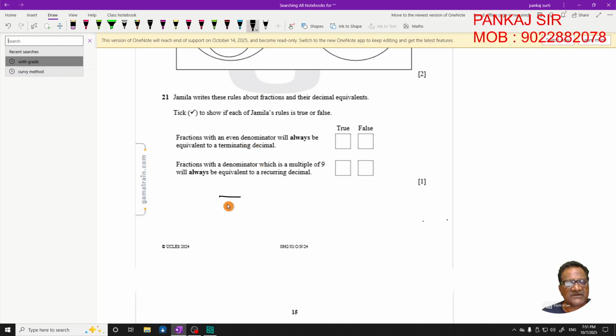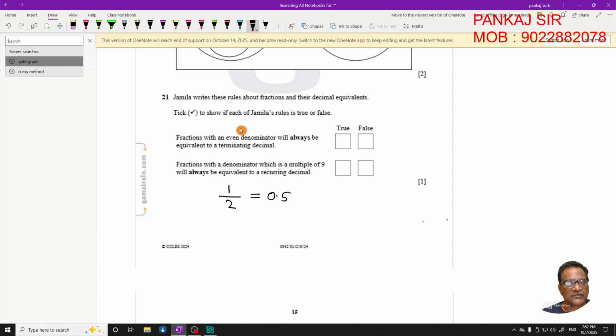So let me take the even denominator as 2. Okay. And for the numerator she has not given any restriction, so let us take 1. Now 1 upon 2 is equal to what? 0.5. But 0.5 is what? It is a terminating decimal number. Why? Because if you divide 1 by 2, you will get the remainder as 0. When you do this division, you will get a remainder as 0, and the division will stop. You will get a terminating decimal.